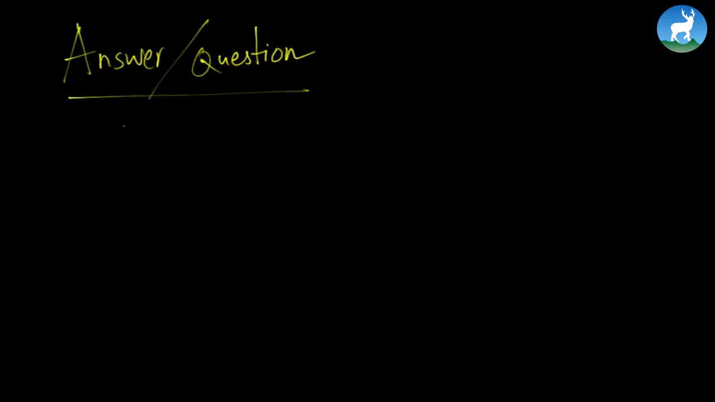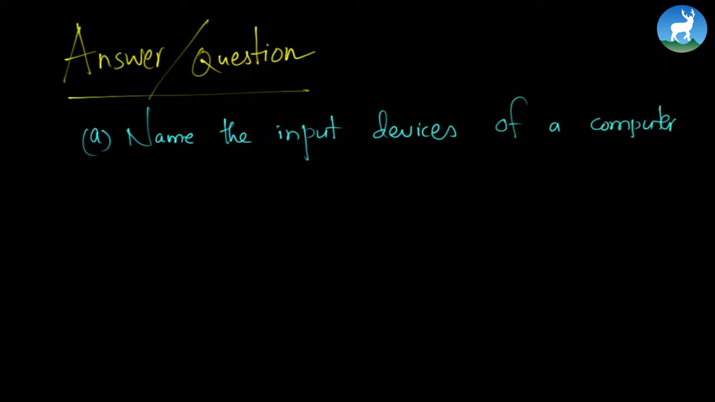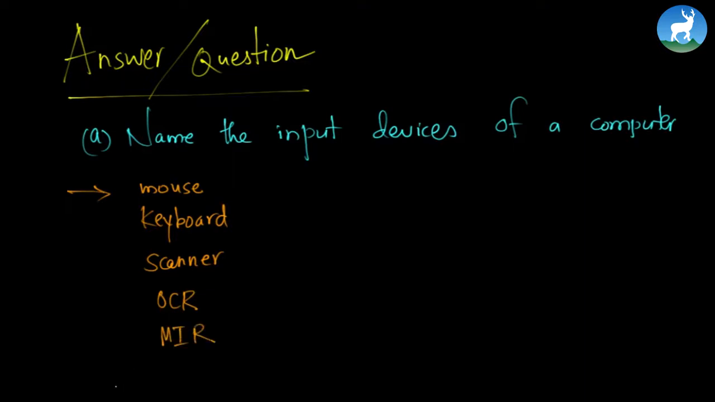The first question is, name the input devices of a computer. What are the input devices of a computer? The input devices of a computer are mouse, keyboard, scanner, optical code reader, magnetic ink reader, stuff like that. All you have to do is just list them. Pretty easy here.